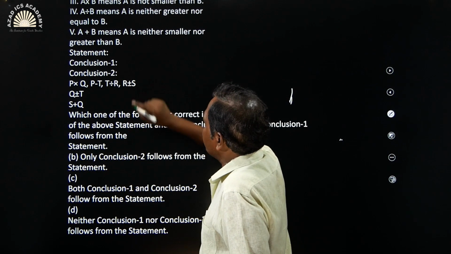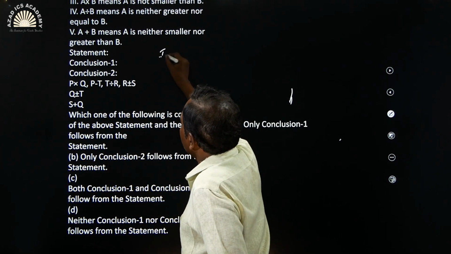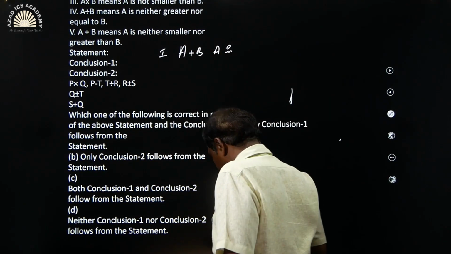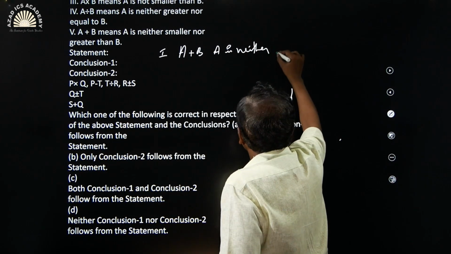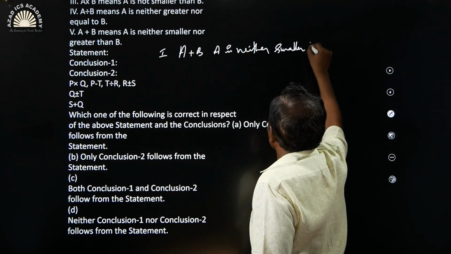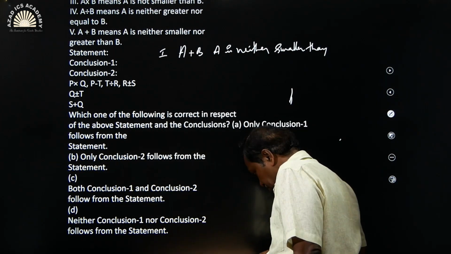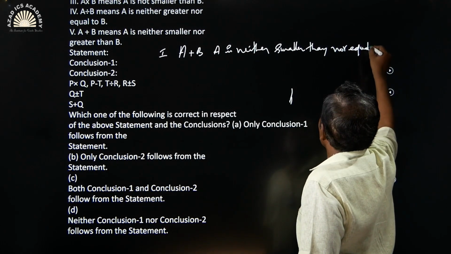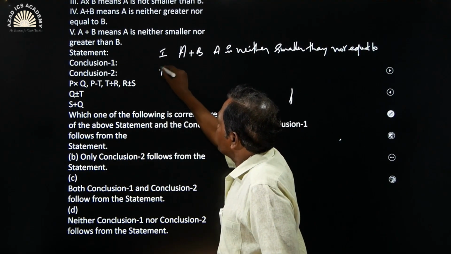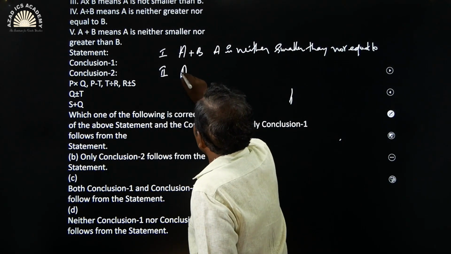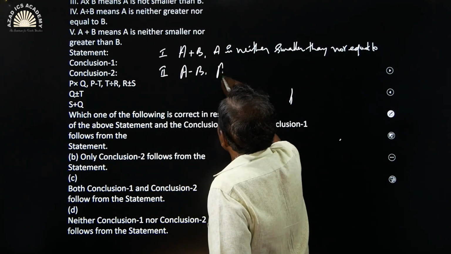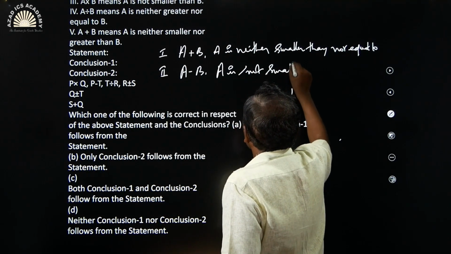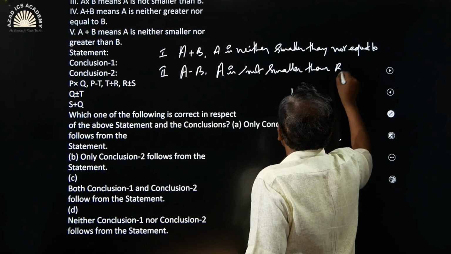Actually, statements 3, 4, 5 are there; 2 is not there. I'll write here. Statement 1: A plus B means A is neither smaller than nor equal to B. A minus B means A is not smaller than B.